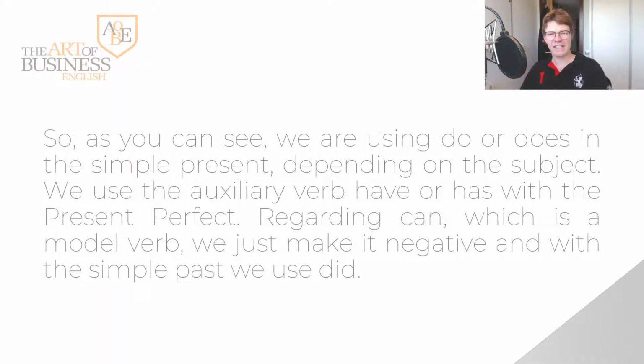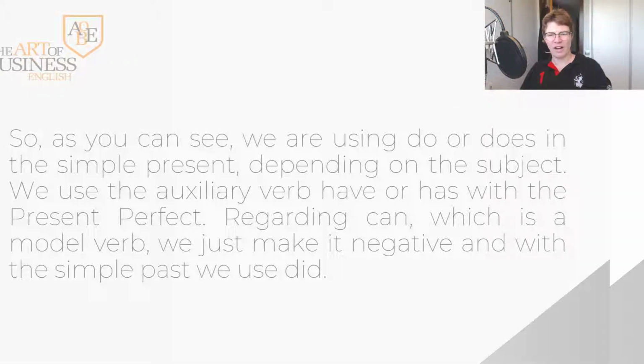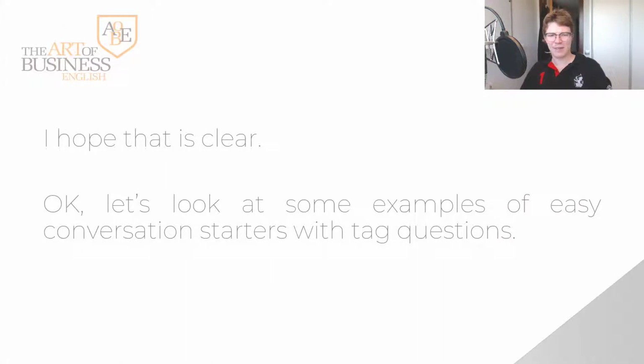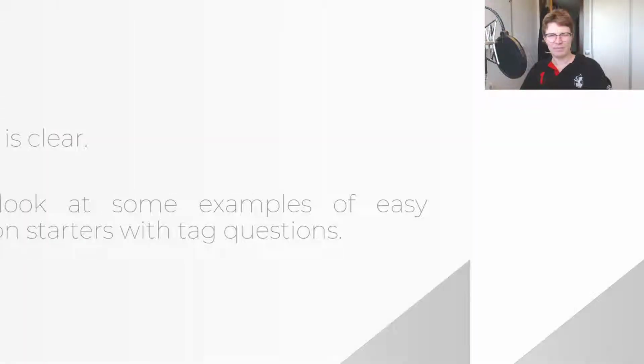So as you can see, we are using do or does in the simple present, depending on the subject, and we use the auxiliary verb have or has with the present perfect. And regarding can, which is a modal verb, we just make it negative, and with the simple past we use did. Okay? All right. I hope that's clear. Okay, let's look at some examples of easy conversation starters with tag questions.